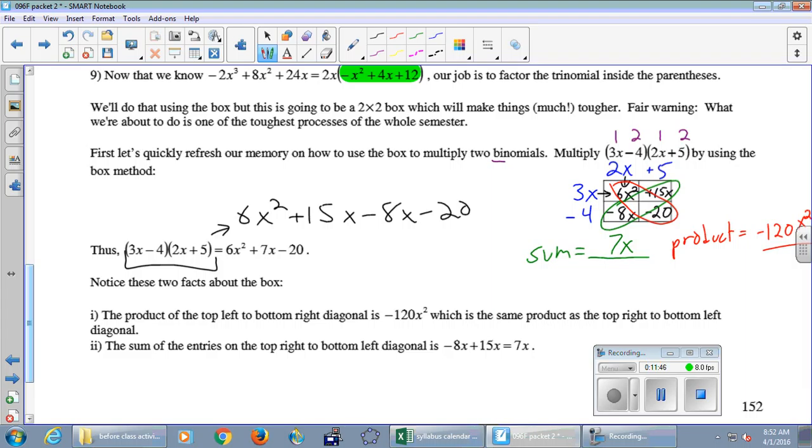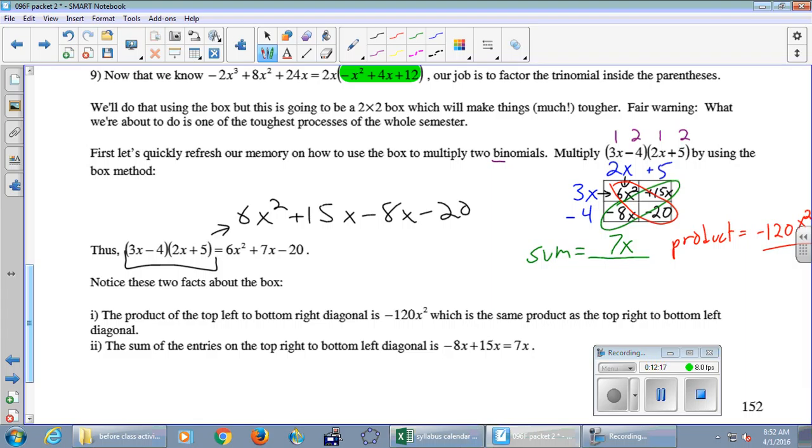And then the last observation is I want us to multiply the 2 things in green. What do we get when we multiply those 2 things in green? 15x and negative 8x. What do we get? Close. Negative 120 what? X squared. Yes? When we multiply that diagonal, we get exactly the same thing that we got when we multiplied the other diagonal. This is a surprise.